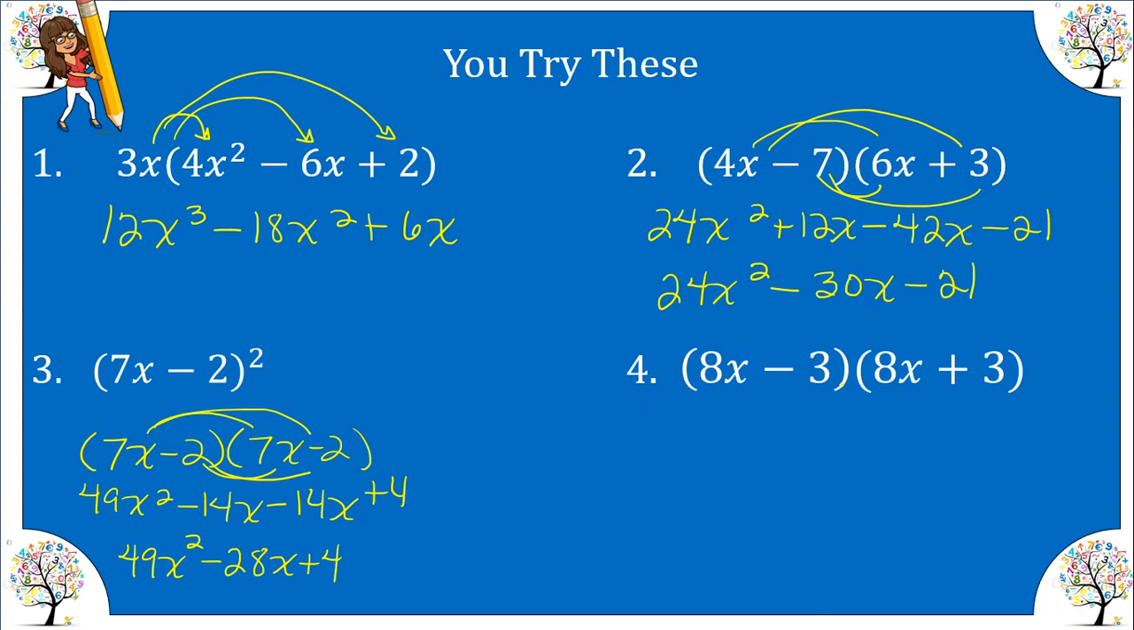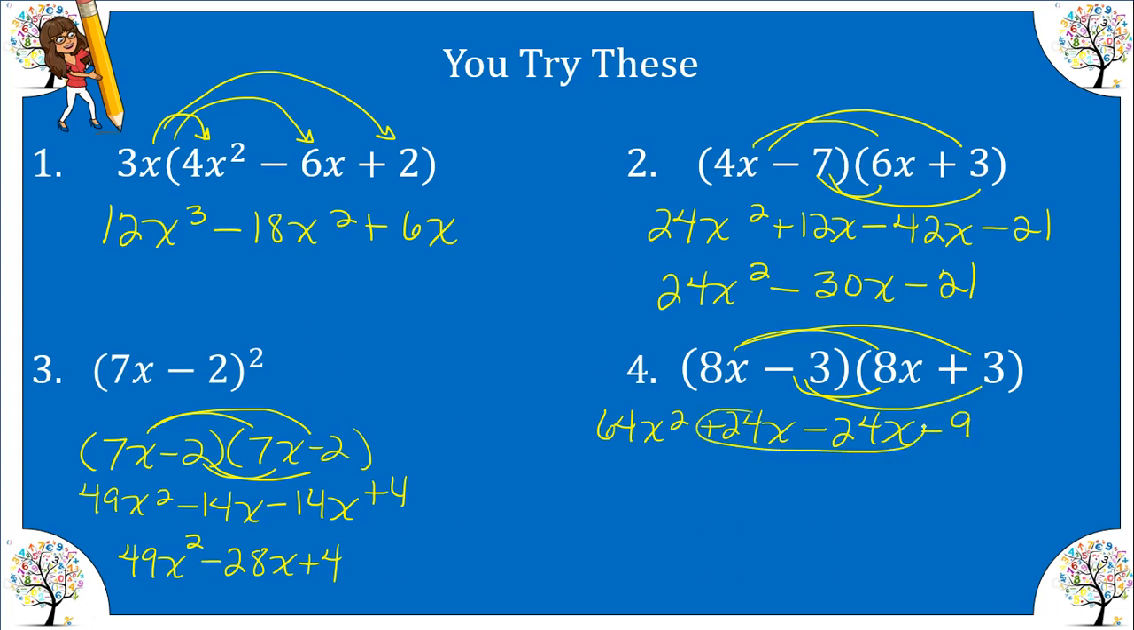And one more binomial times a binomial. We have 64x squared plus 24x, and now the -3, and then we get -9. Notice our two middle terms cancel out, leaving us with no linear terms. We have a quadratic binomial.